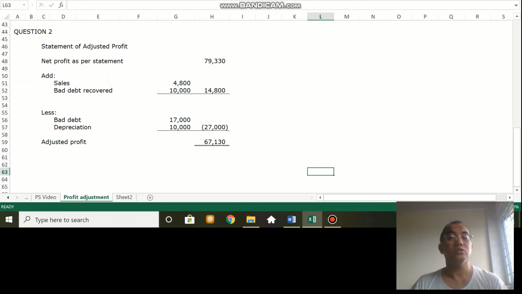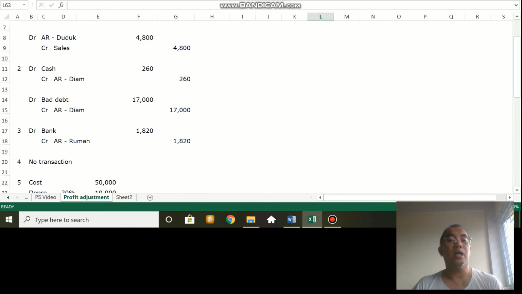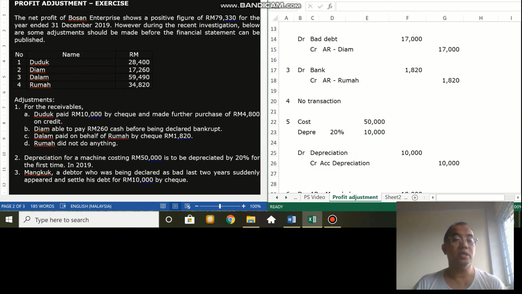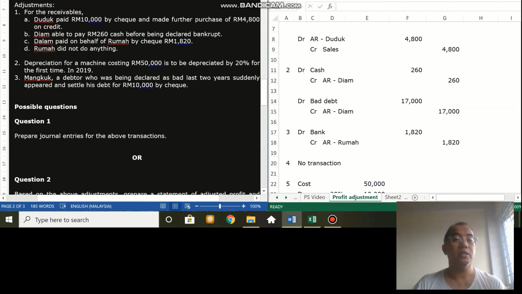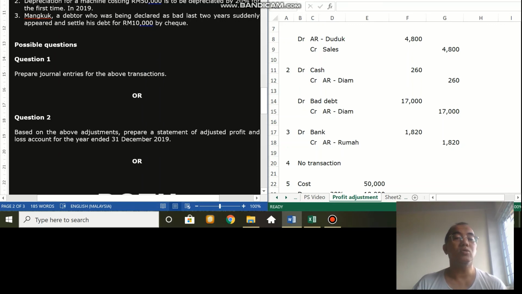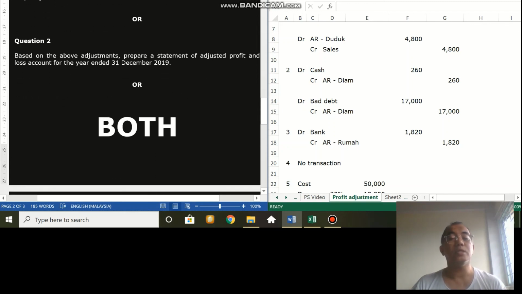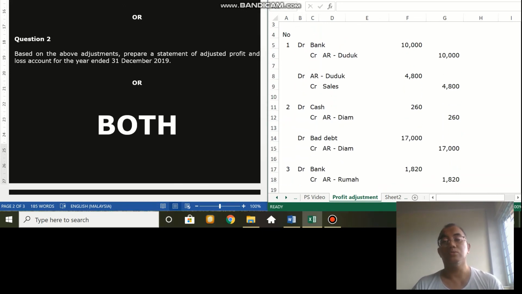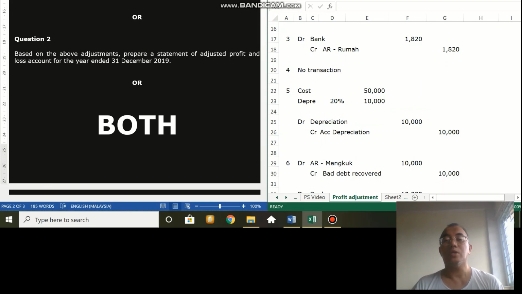Alright, so in this kind of question, either the question asks about the adjustment, asks about the journal entries, or they only ask you to do the statement of adjusted profit and loss accounts, or sometimes it requires both. So if it requires both, this is what you need to do.